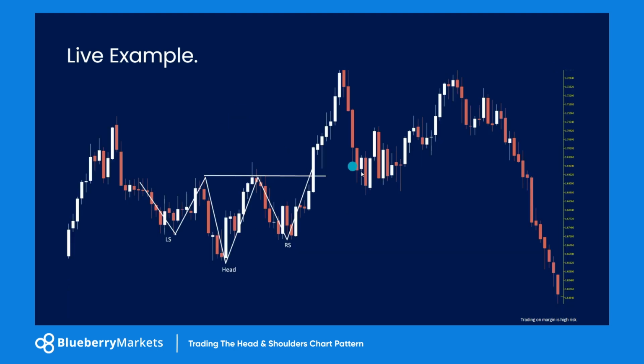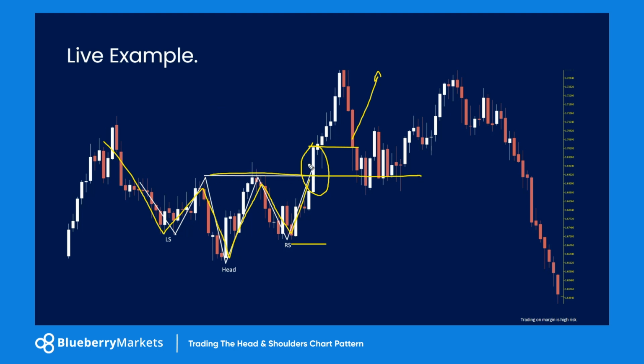With an inverse head and shoulders pattern, you're just looking for the opposite. The market is making lower lows and lower highs. We then get that breakout in here. What you could look to do is buy the breakout, stop loss below the right shoulder, and look to target up at another level of resistance.